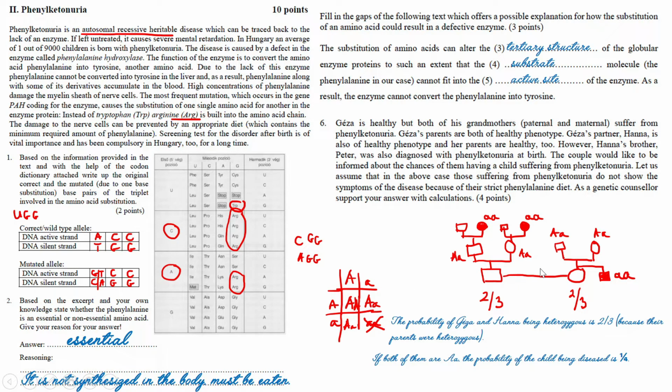And then the likelihood of the couple to have a diseased kid is going to be 1/9, because you just simply multiply the fractions: 2 times 2 times 1 is 4, 3 times 3 times 4 is 36, divided by 4, so actually 1/9. Okay? That's the solution.